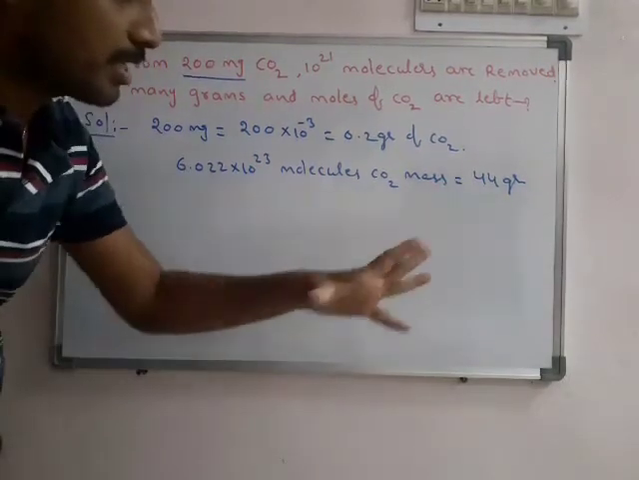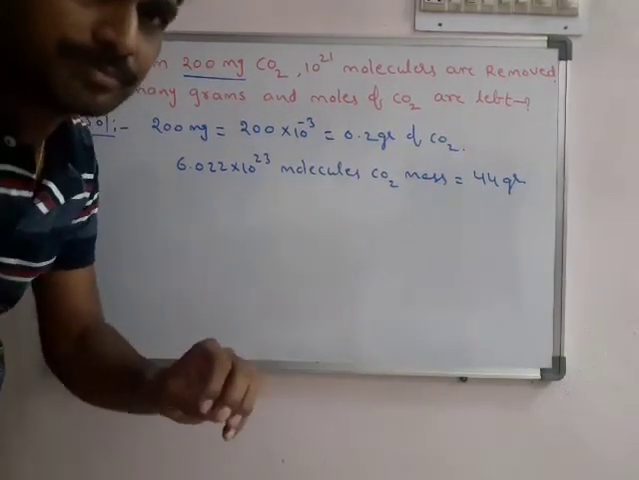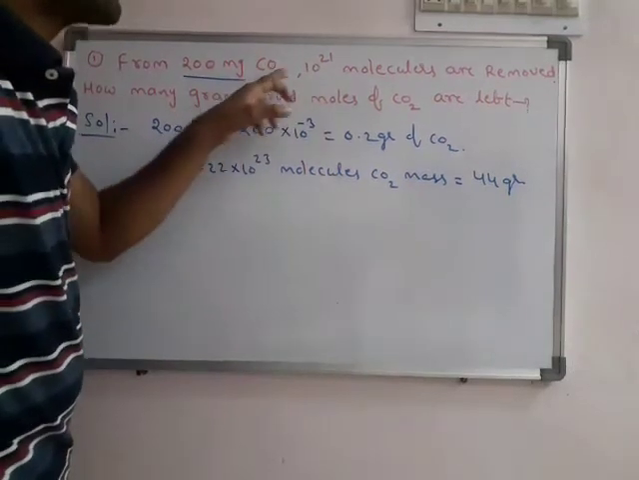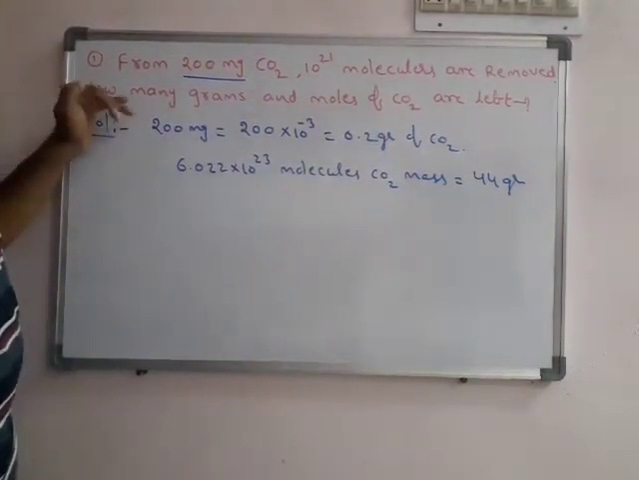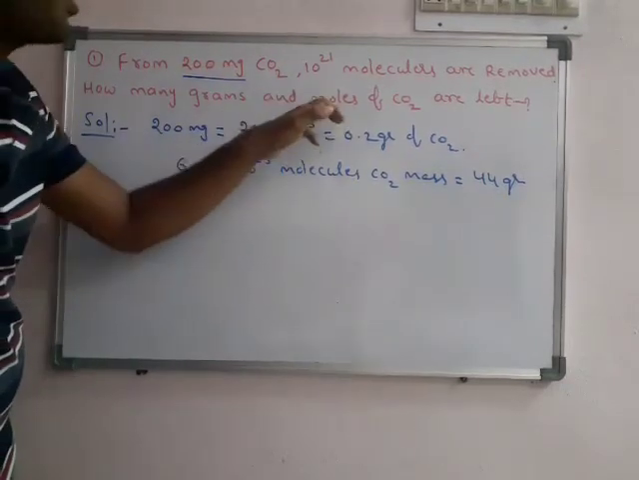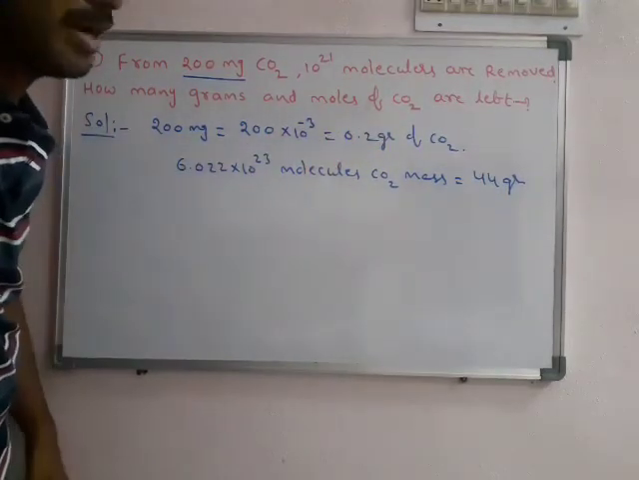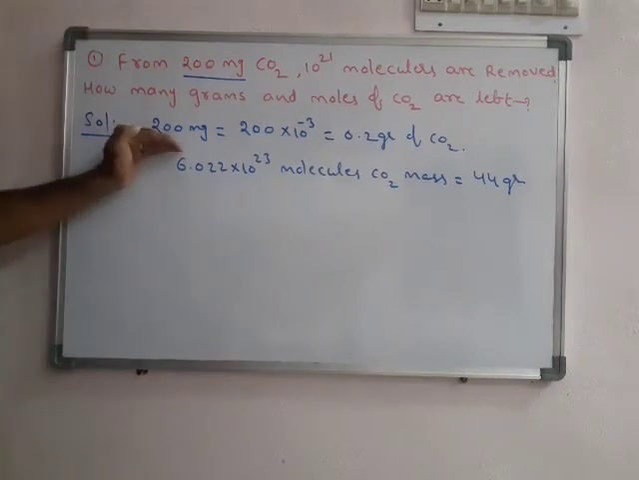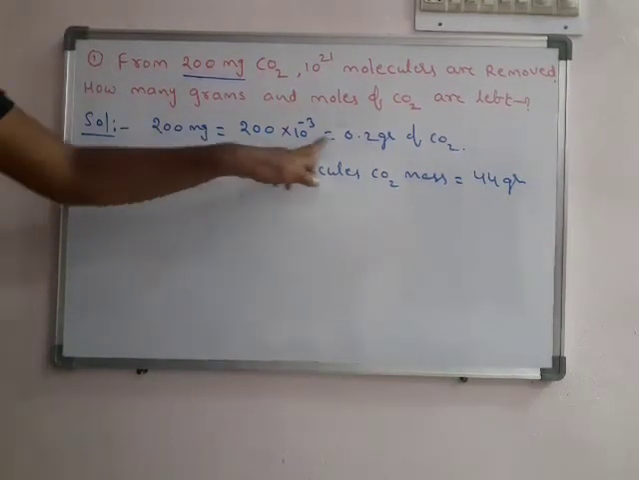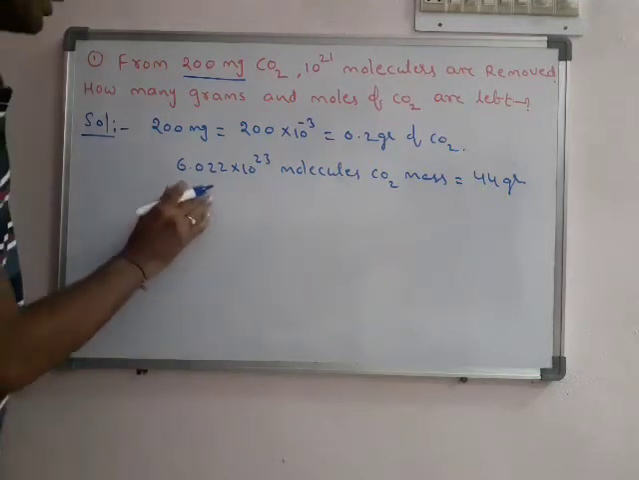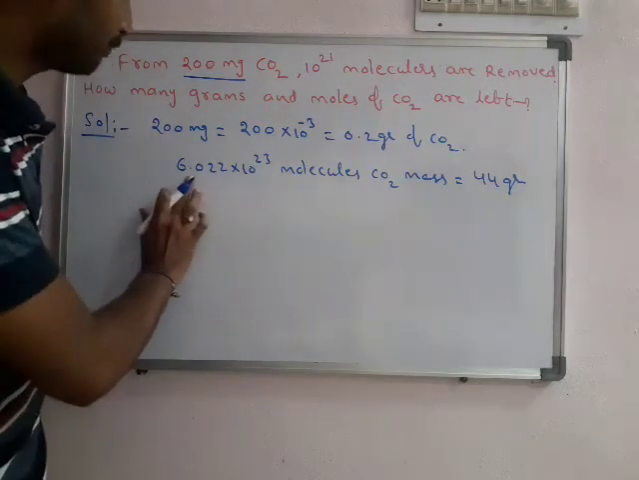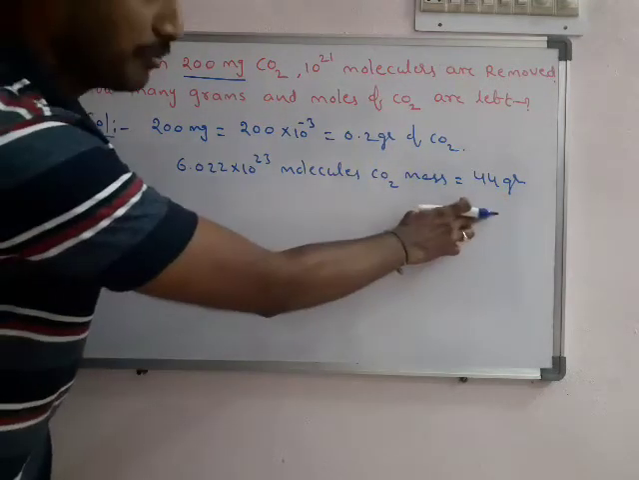So molecular weights and atomic weights మనకి grams లో ఉంటాయి. Okay, so దీంట్లోంచి 10^21 molecules are removed. Then we need to find how many grams and how many moles of carbon dioxide are left. So 200 milligrams converted into grams is 0.2 grams of CO2. So already we know the general formula that 1 mole of molecules అంటే 44 grams.